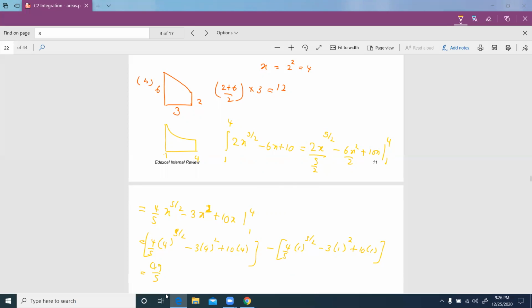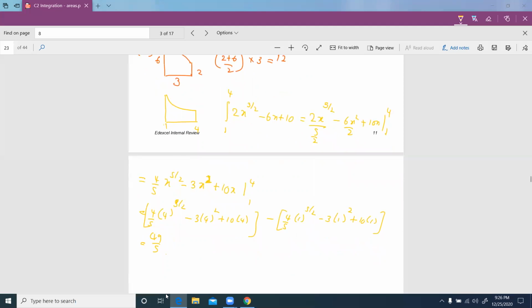So with that, you get the required region: trapezium minus the curve area. The required region R is equal to 12 minus 49 over 5. So you get 11 over 5 as the final answer. That's a way of doing this question today.